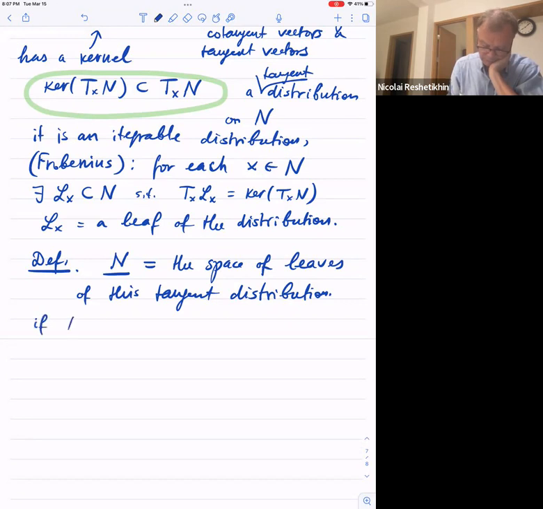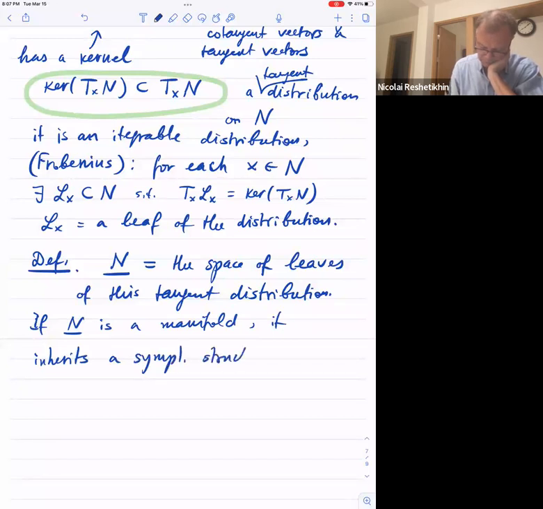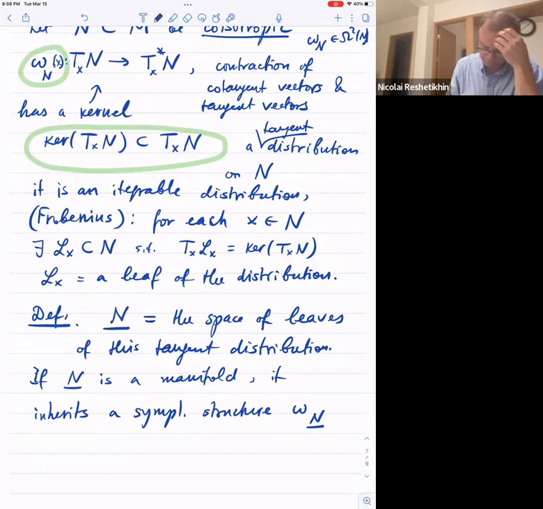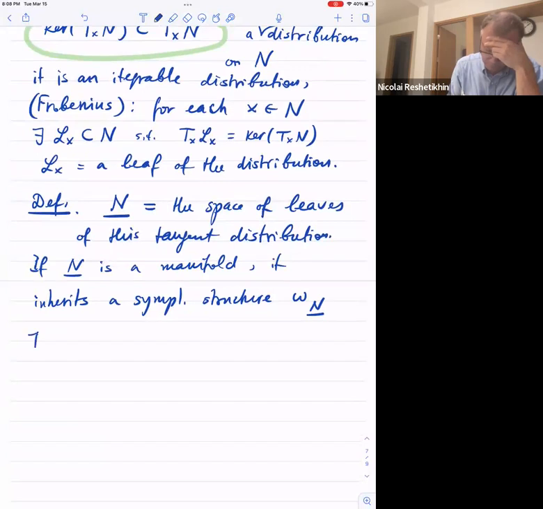But if N bar is a manifold, it inherits a symplectic structure omega N bar from this pre-symplectic structure omega N. So this procedure is called the symplectic reduction.